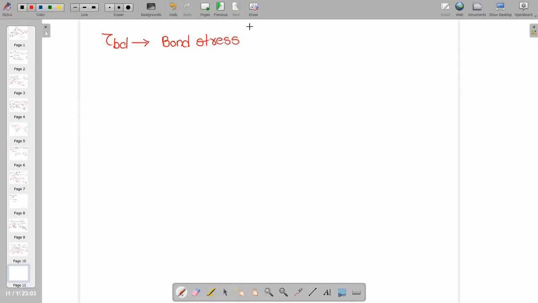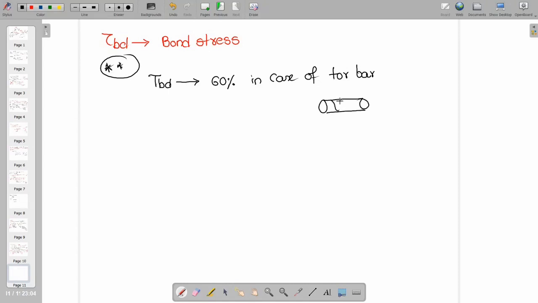Tau BD is nothing but bond stress. Now, students, this is important. Bond stress will be increased by 60% in case of tar bars. Tar bar means a mechanically treated bar, a bar which is having threads. In this case you have to take 1.6 tau BD.